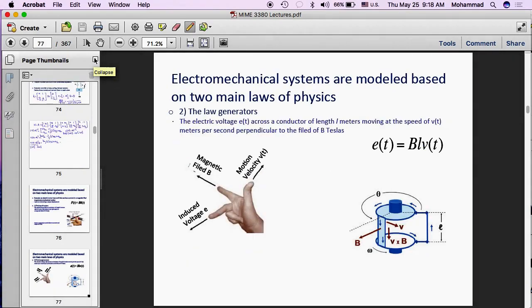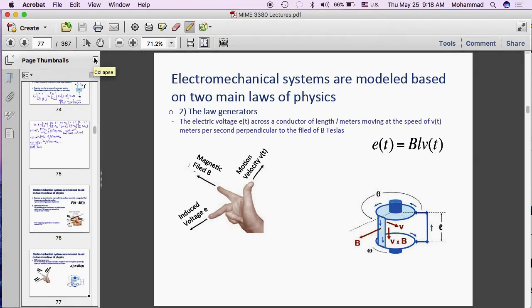Okay, so the second law is the law of generators. Similarly, but this time we intentionally move our conductor within a magnetic field. So the law says if you have a conductor again of length L, moving perpendicular to a magnetic field B, so the motion this time is perpendicular to the direction of the magnetic field, you will create a voltage. You will create an electric potential that is equal to B times L times V, where V is the velocity of travel. Please don't mix up V and E. E is the voltage, V is velocity.